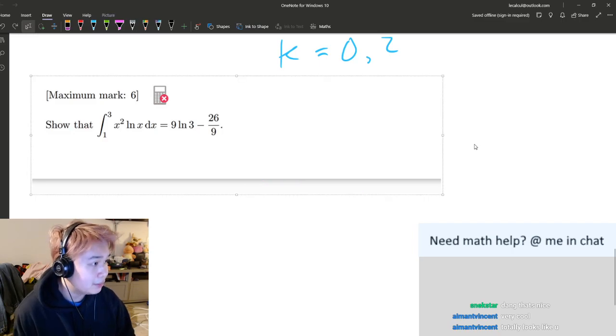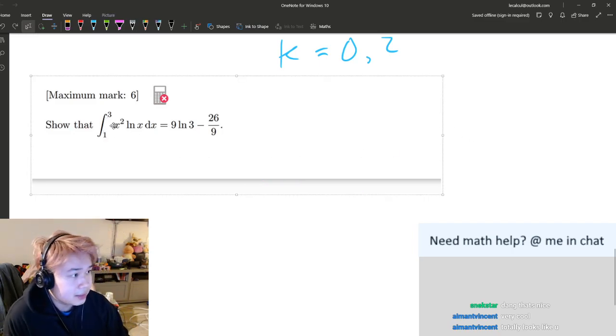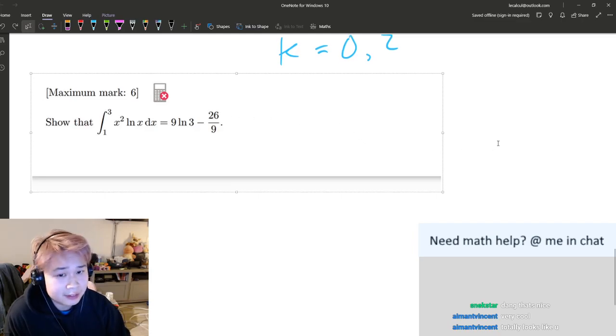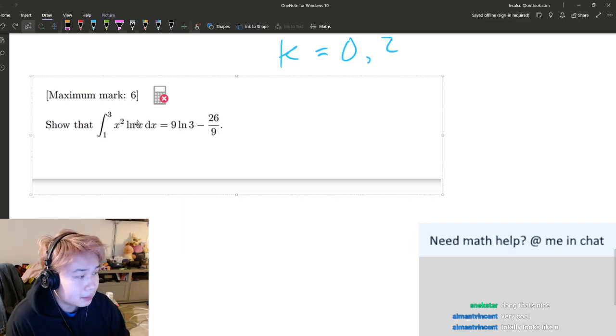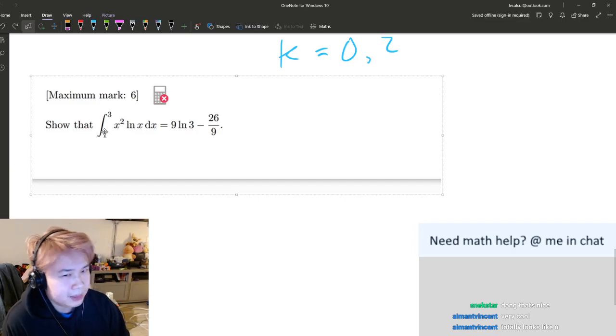Okay, so let's see what I'm doing now. I need to show that this integral will become this. Okay, easy peasy. We just need to take an integral. So we have an x squared multiplied by a natural log of x. And at HL level, you have more integration techniques. You should be able to tell right off the bat that this is not a u substitution question. Best thing to do is probably integration by parts. So let's see what we can do.